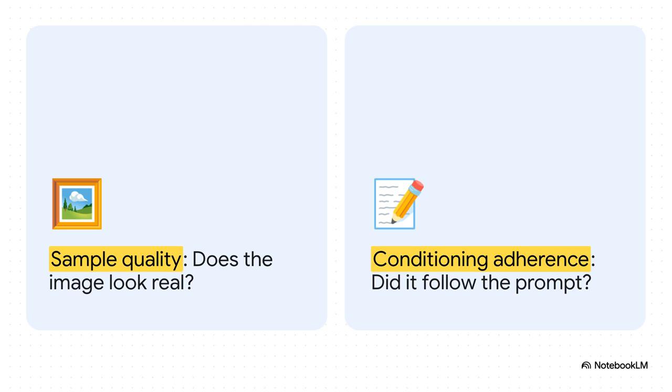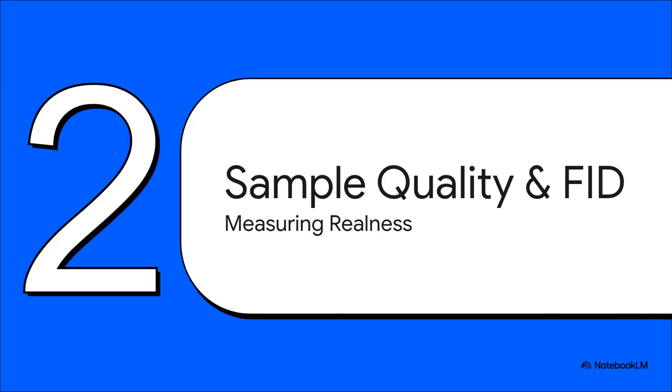Think about it. A model might spit out a flawlessly realistic photograph of a cat. But if your prompt asked for a watercolor painting of a dog, well, it completely failed on adherence, even though the sample quality was perfect. Moving on to Section 2. Sample quality and FID, measuring realness.